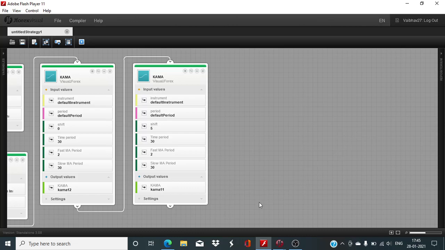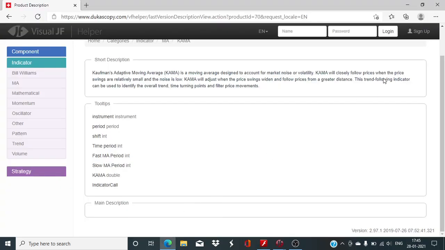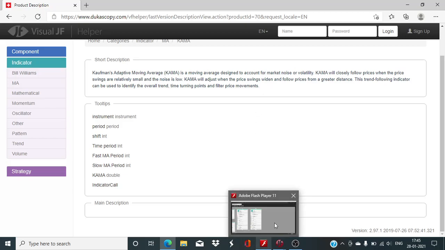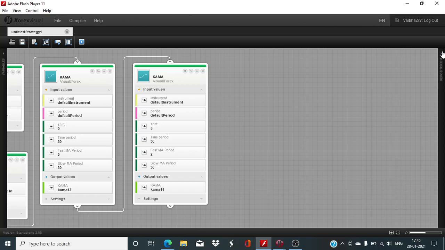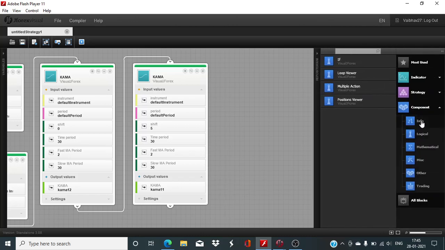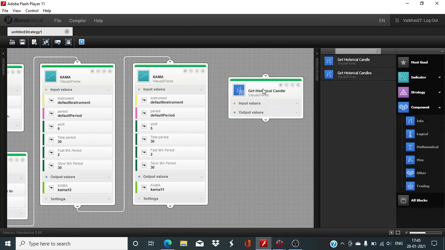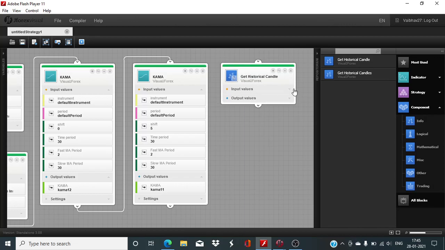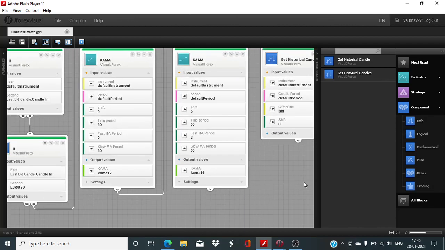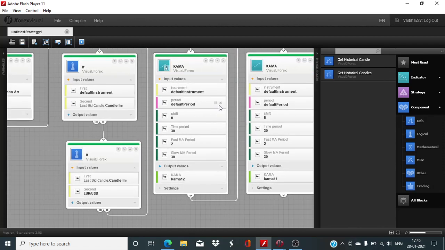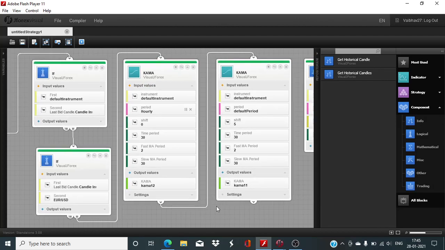Then comes the question of taking some info blocks. So we head to the platform and start looking for information blocks. Get historical candle. Default period is 10 minutes. I think we will need to change this. Okay, I have made it hourly now.